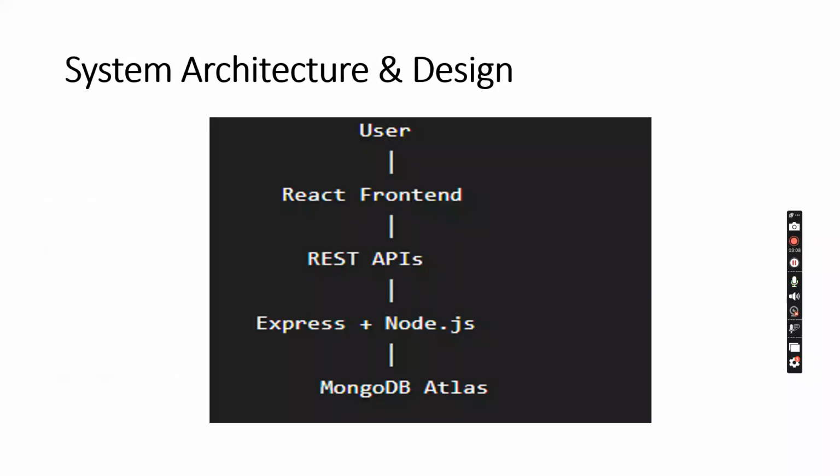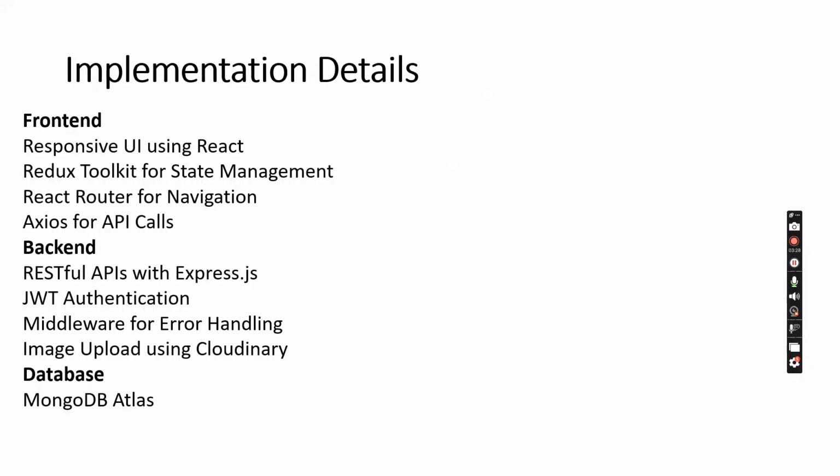Okay, now the system architecture used. Basically, the user gives input on the front end, where the front end stores and sends it to the REST APIs, which are then connected through Express and Node.js, which is our backend server, and then it is going to store the data in MongoDB Atlas, which is basically our NoSQL database.